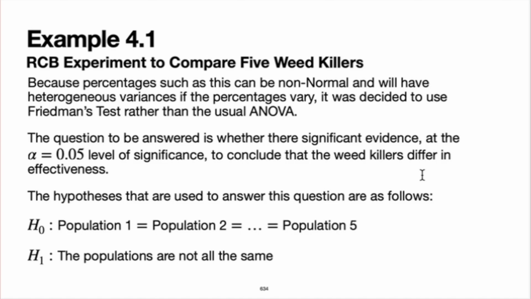So the question to be answered in this situation is whether there is sufficient evidence at the 0.05 level of significance to conclude that the weed killers differ in their effectiveness. So we've got these 5 weed killers represented by the 5 populations. The null hypothesis is that the 5 weed killers are the same in terms of their effectiveness in killing weeds. And the alternative is that they are not the same, that there are differences, that at least one of the weed killers is different from the others. So that is the hypothesis that we're going to test.